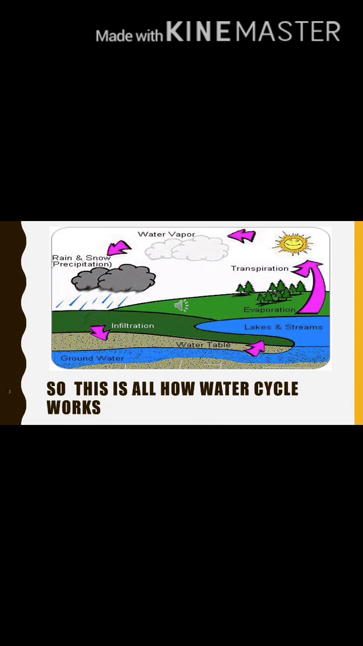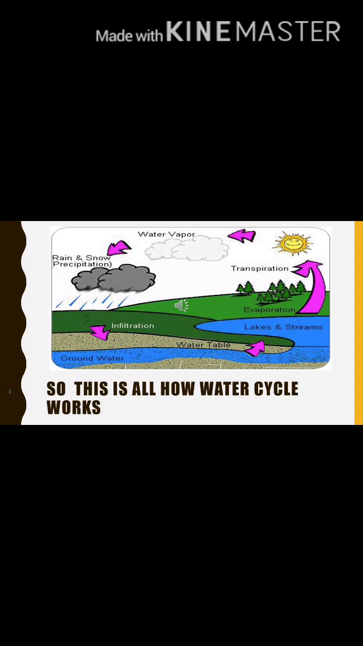Now have a look at the water cycle. This is how it all works. Look, the water from the lakes and streams moves up in the air due to the sun, which is known as evaporation, and tiny water droplets also move up in the air from the leaves of plants, which is termed transpiration.